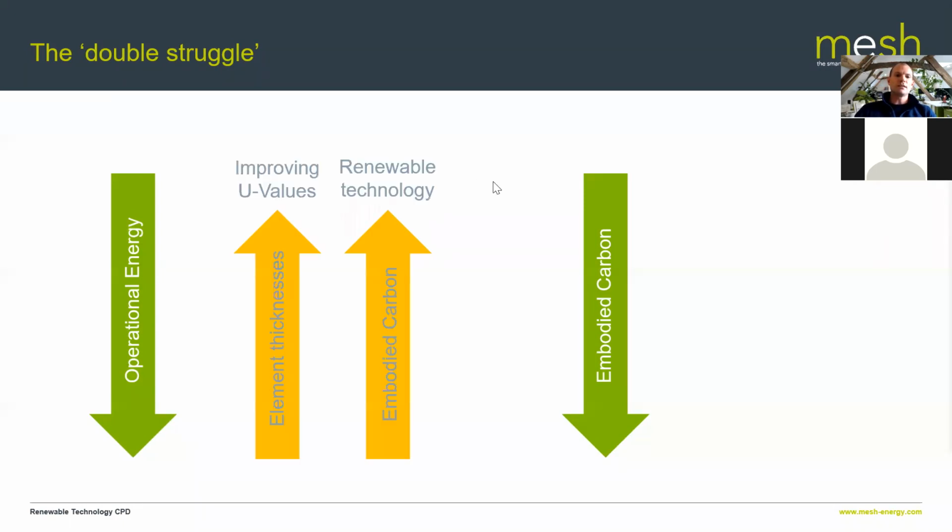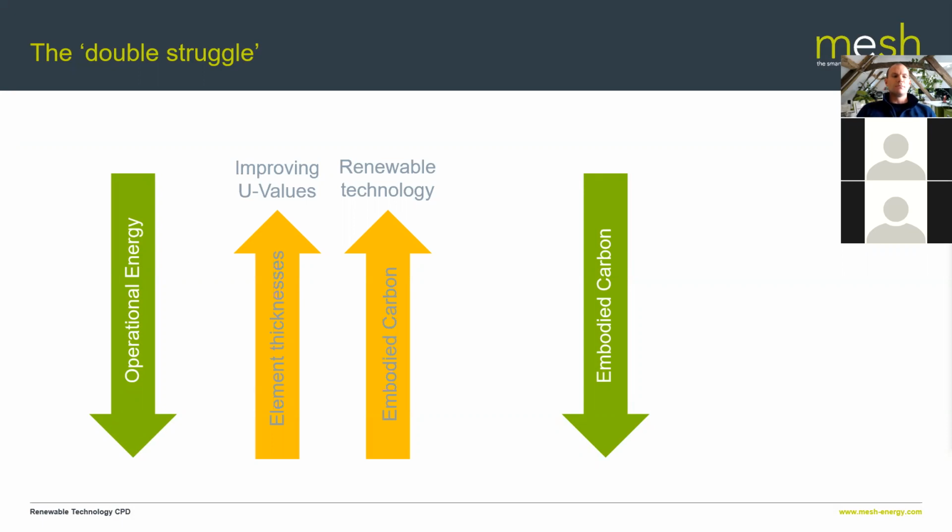But the challenge here is when you're trying to drive down operational energy, you're trying to improve your U values and your walls are getting thicker, or your roof is getting thicker, or your floor is getting thicker. And that has an effect on the spatial result, or the volumetric volume that you're left with in the building. But also, as you try and drive down operational energy, invariably there are more renewable technologies that need to be added into the mix as well.